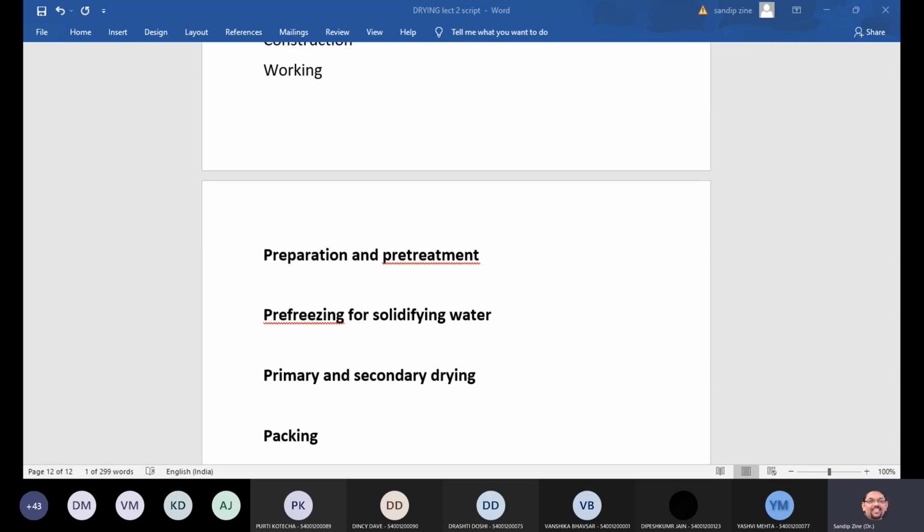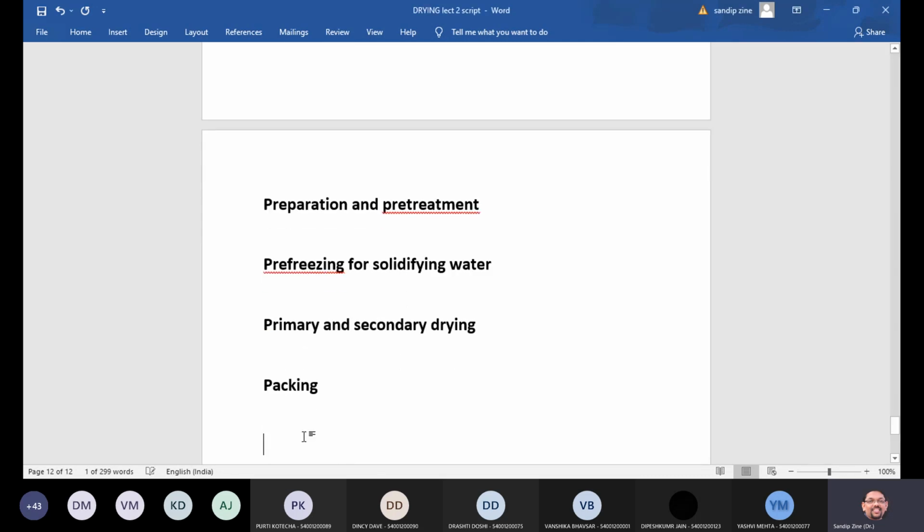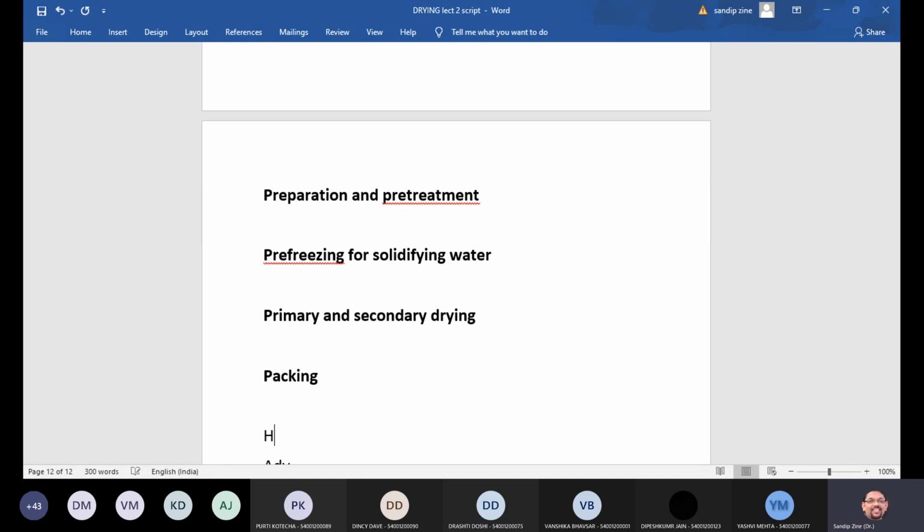Then in advantages. In advantages of this dryer, it is suitable for drying heat sensitive products again. So we can mention heat sensitive product.